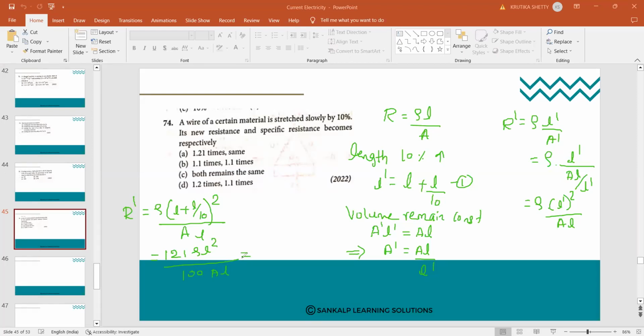So 121 divided by 100 is nothing but 1.21 into rho into L divided by A. So 1.21 into, what is rho into L by A? It is nothing but your R. Therefore, your new resistance is 1.21 times the initial resistance. So, see the proof.